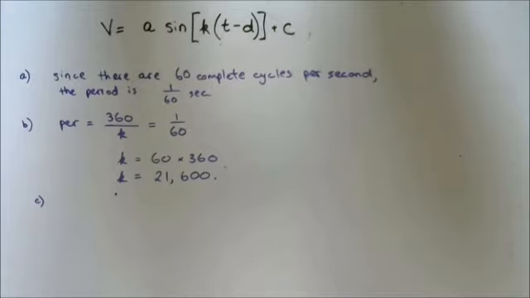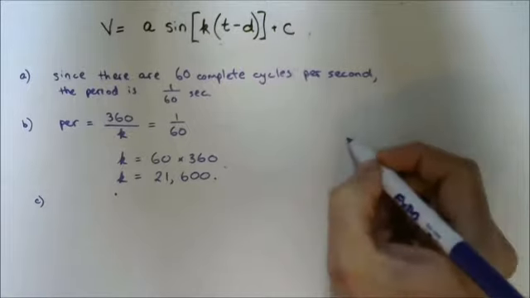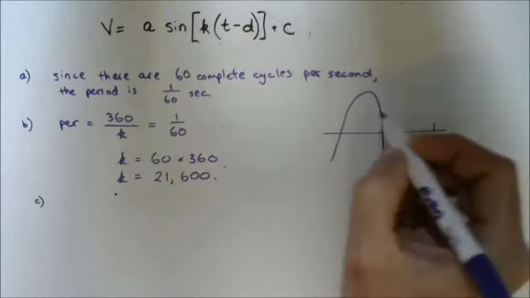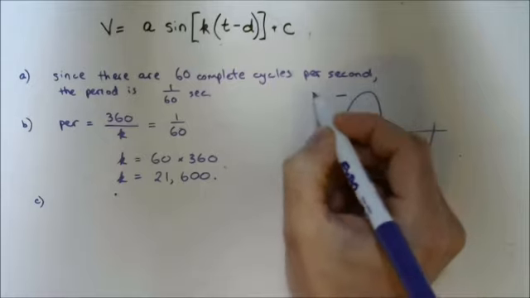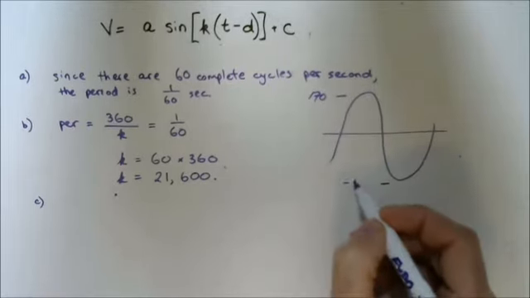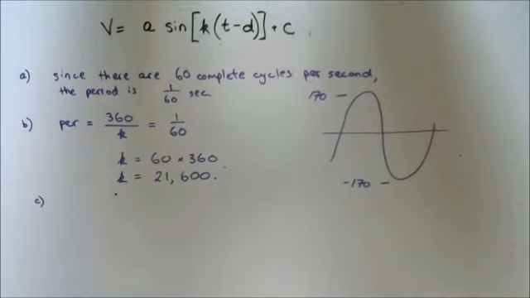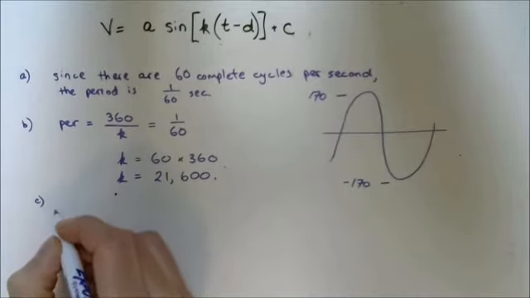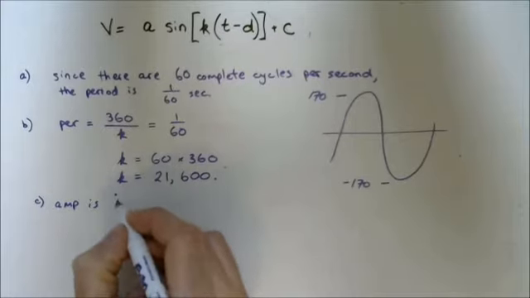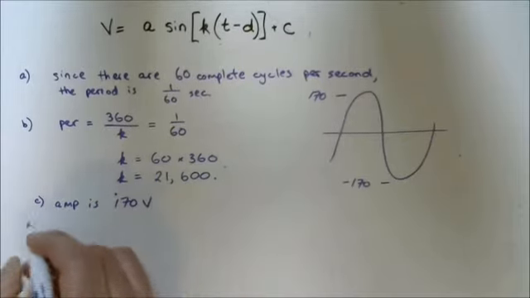C, amplitude. We're told in the explanation that the maximum voltage is about 170 volts, and it's alternating. If I draw that out for you for a second, if we zoom in on a part of this, basically we're going to reach a max of 170, and down at the bottom end, we're going to get to negative 170. So the amplitude is 170 volts.